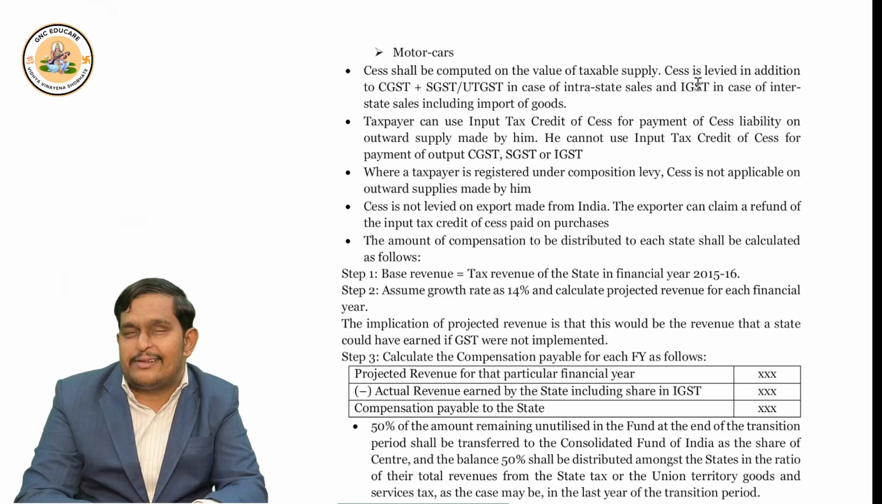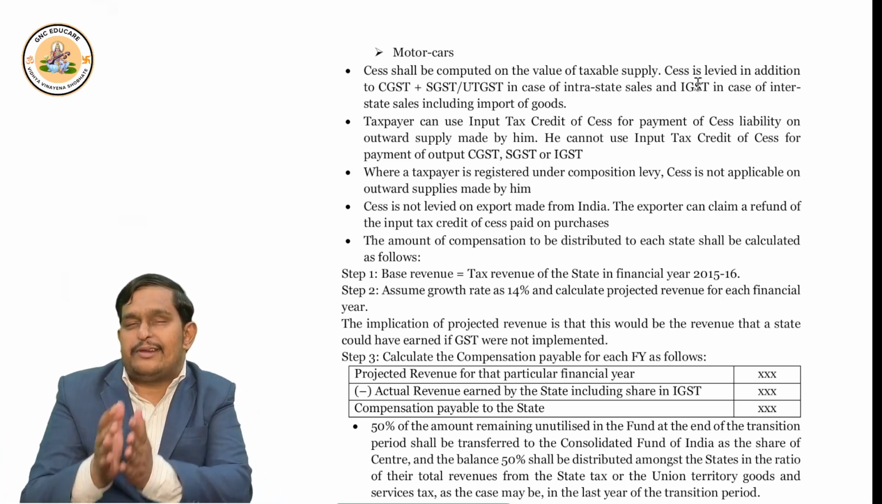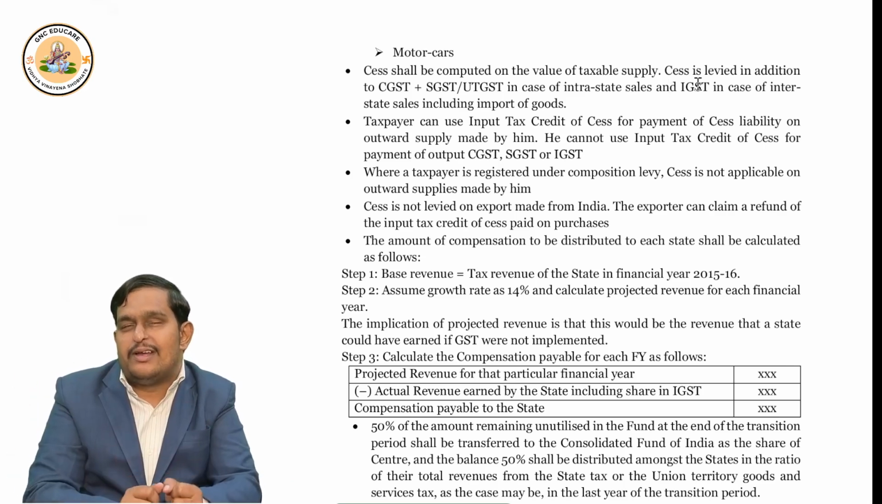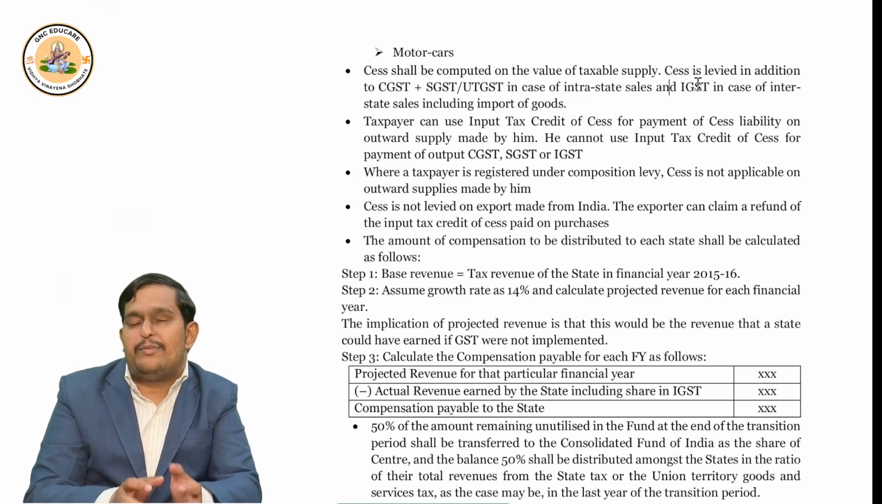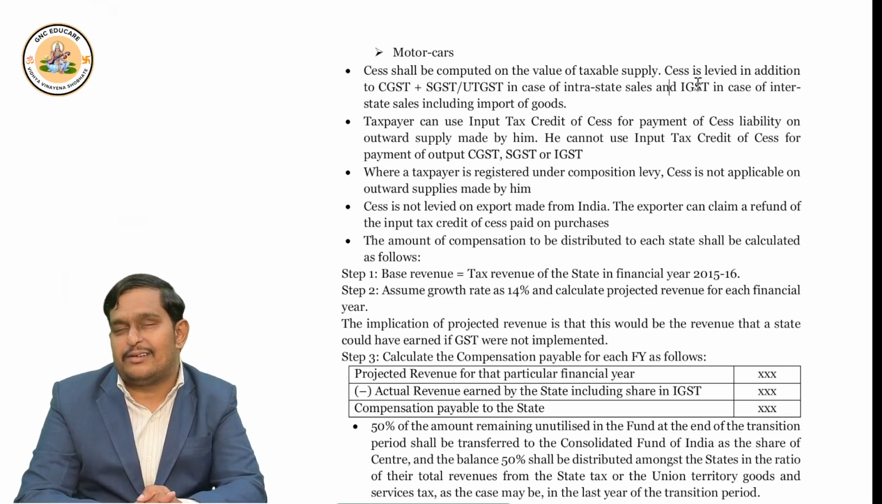How will they pay? We discussed it. Whatever GST compensation cess is received, 50% will go to the Consolidated Fund of India, that is the central government's pocket, and the balance 50% will be paid to the state governments. This is how things work.